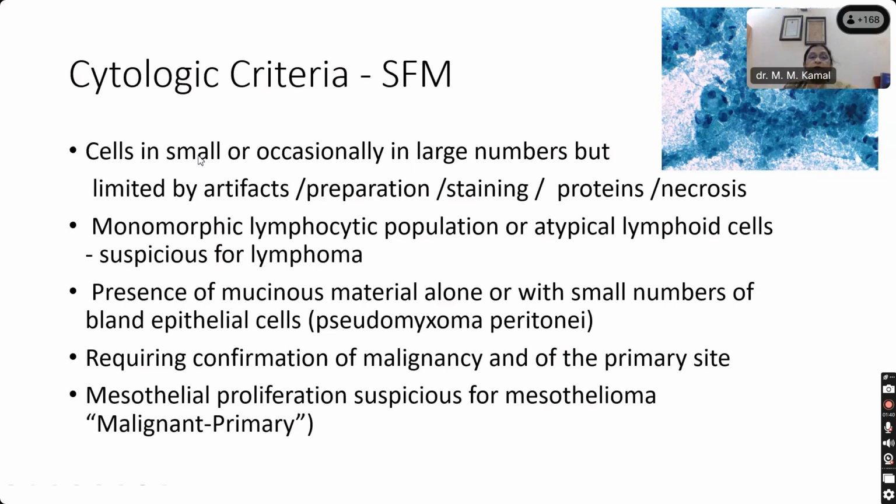The cytologic criteria for suspicious for malignancy are: cells should be present in small or occasionally in large numbers, but they are limited by either artifacts, preparation, or staining, or proteins, or necrosis. So we'll just stop here.